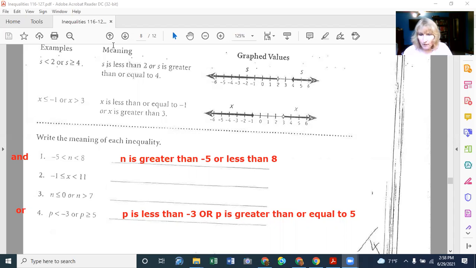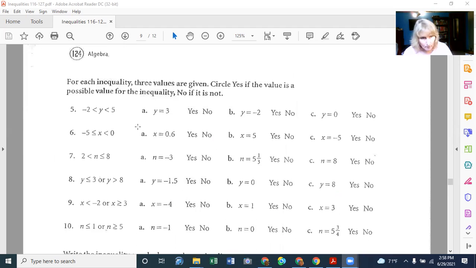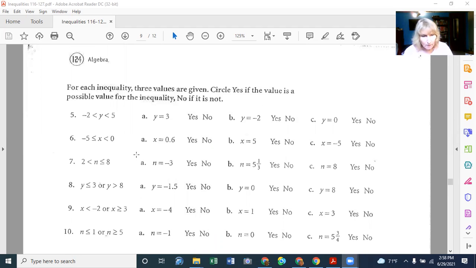Okay, let's clear that. We are almost done. Let's look at page 124. And we have number 5. For each inequality, 3 values are given. Circle yes if the value is a possible value for the inequality, no if it is not. So we have to read this as y has to be greater than -2 but less than 5. So 3 would fit within that. It's greater than -2 but less than 5. -2 would not, because -2 is equal to -2. And C, 0 would fit within that as well. So that would also be a yes.